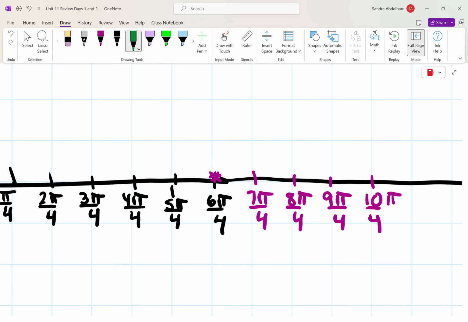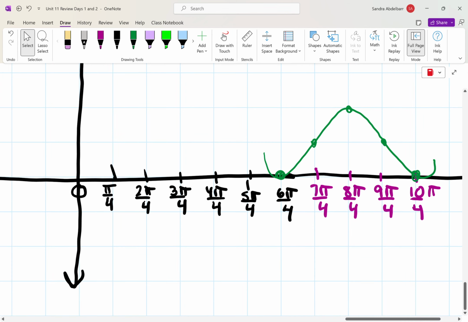Okay, so stay with me. Then we are at 0, and then 1, and 2, and 1, and 0. So it looks like this. Do you see how we shifted? Okay, this is what you're up against tomorrow, guys.